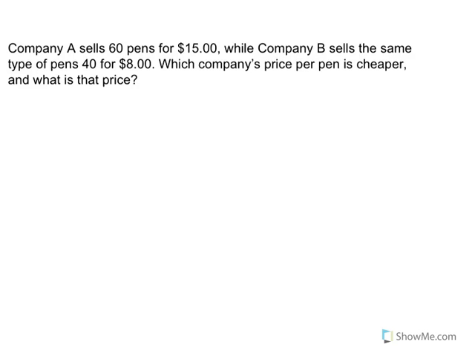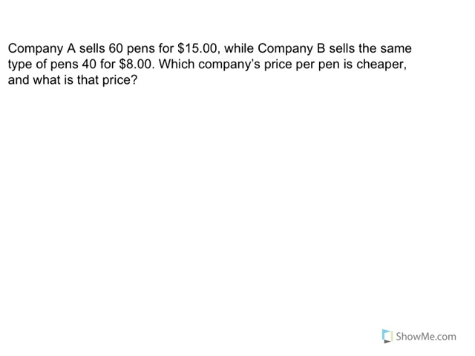We're going to work on some pre-algebra questions. The first one that we are going to work on is: Company A sells 60 pins for $15, while Company B sells the same type of pins, but this time they sell 40 for $8. Which company's price per pin is cheaper, and what is that price? So let's think about this here.